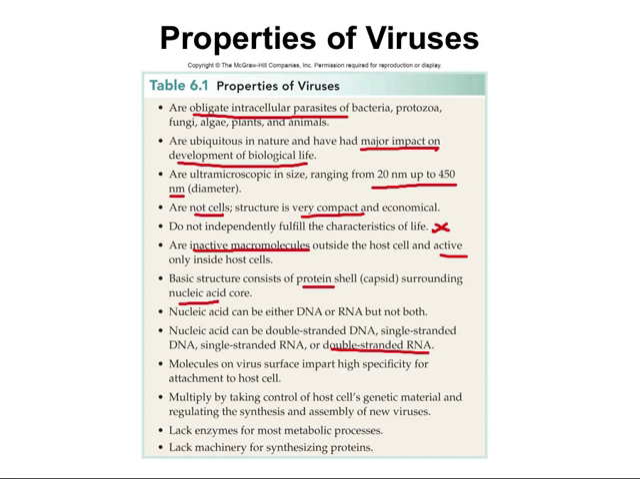Viruses are very specific to the host cells that they infect. So they have molecules on their surface that help them attach to the host cell. Again, they multiply by taking control of the host's genetic material and regulating the synthesis of new protein capsules and the nucleic acid core. They can't do any of their own metabolic processes, and they lack the machinery for synthesizing proteins. Now that we've had a good introduction, we'll move into our next section and take a look at the general structure of viruses.